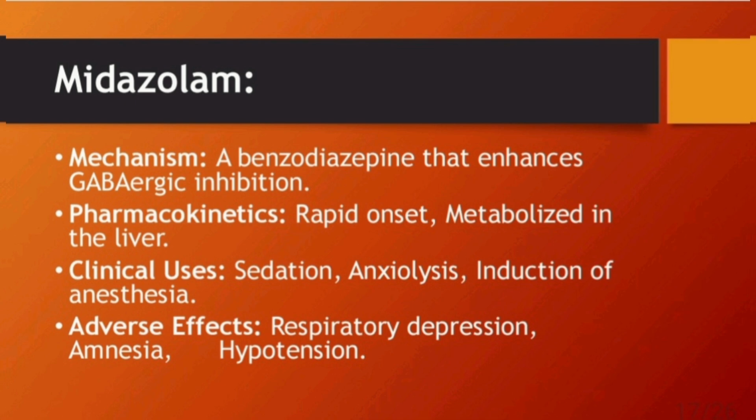Midazolam. Mechanism: a benzodiazepine that enhances GABAergic inhibition. So midazolam comes under the class benzodiazepines. Pharmacokinetics: rapid onset, metabolized in the liver, then uses: sedation, anxiolysis and induction of anesthesia. Adverse effects: respiratory depression, amnesia and hypotension.